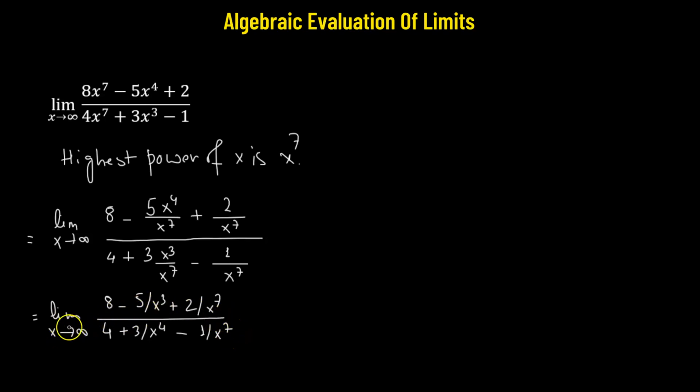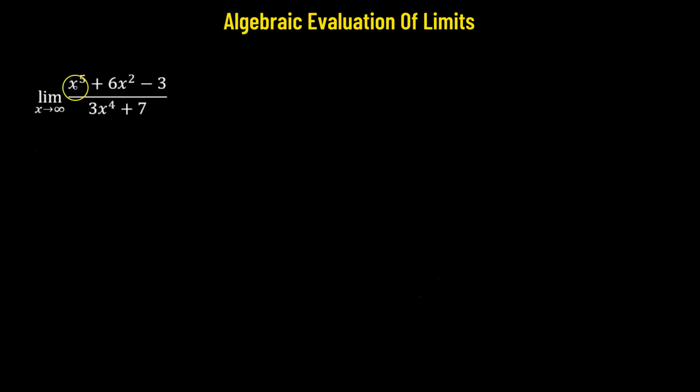So what do we do? We use the limiting value, x approaching infinity. That means we substitute the value of x with infinity. So the second term and the third term in the numerator go to 0. So do the second and the third term in the denominator. And that simply leaves us with the value 8 over 4, which is equal to 2. So that means when x approaches a very high value, this rational function approaches the value 2.